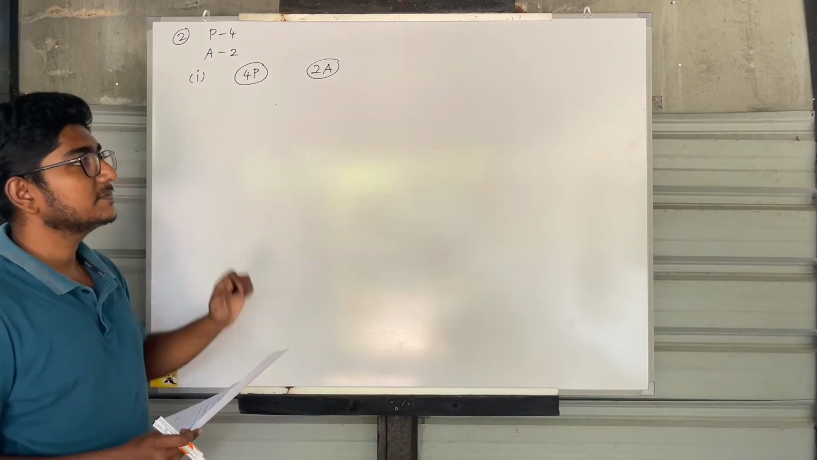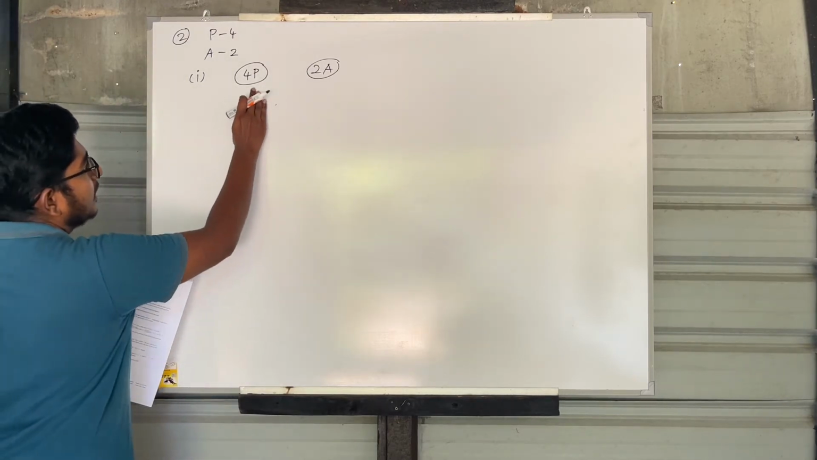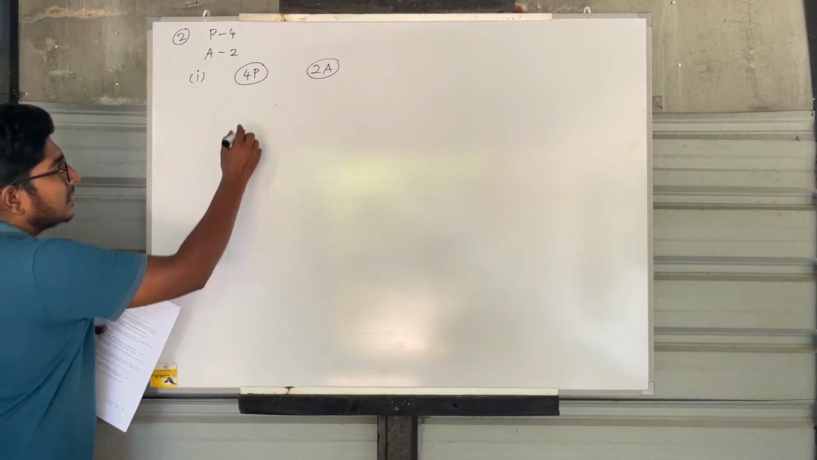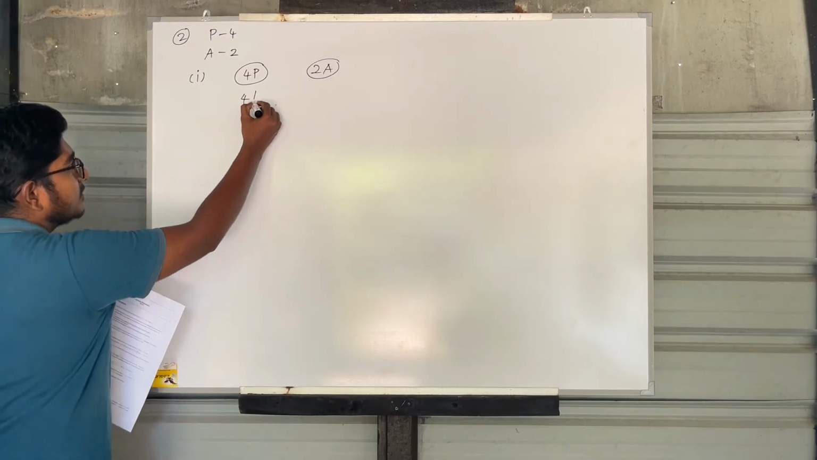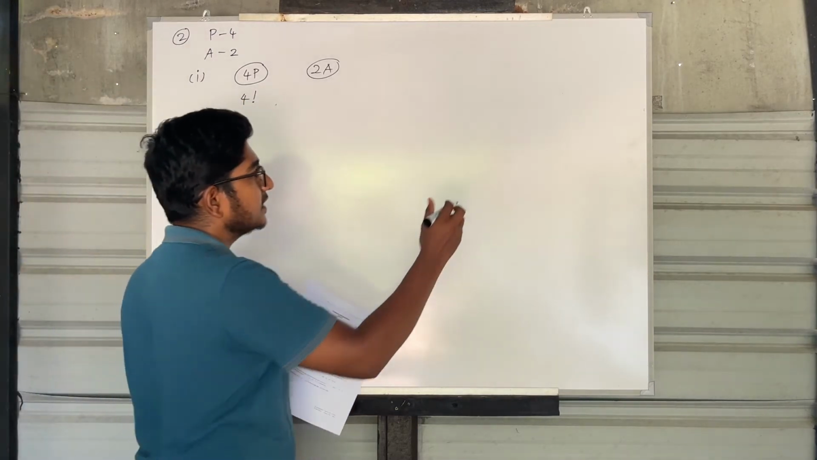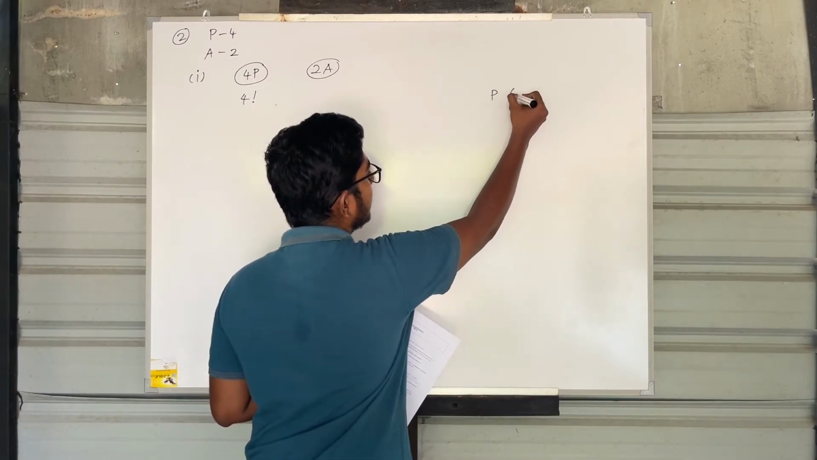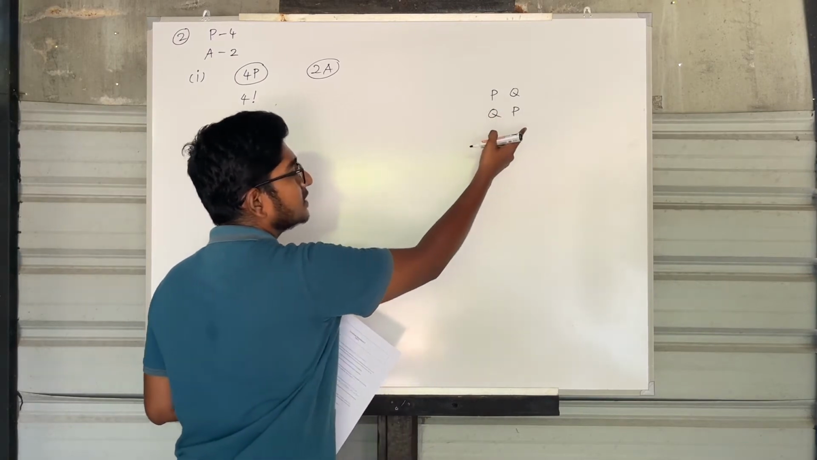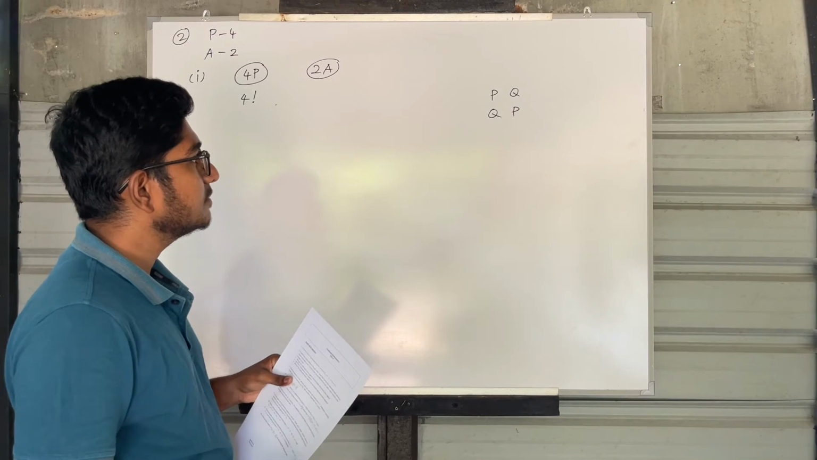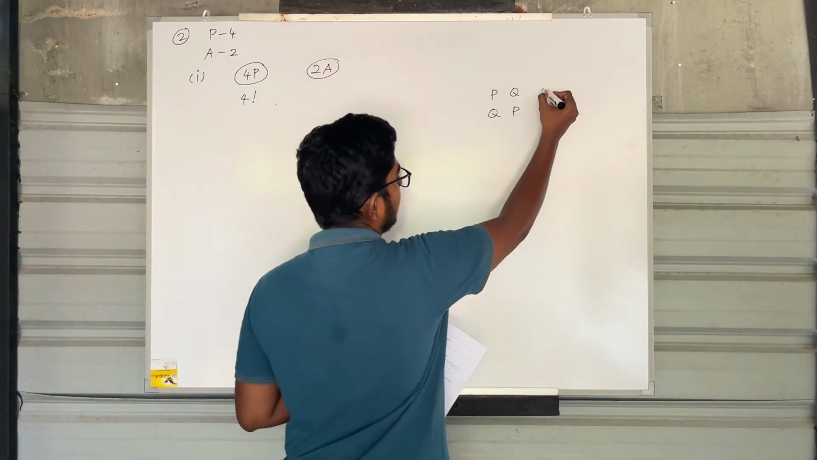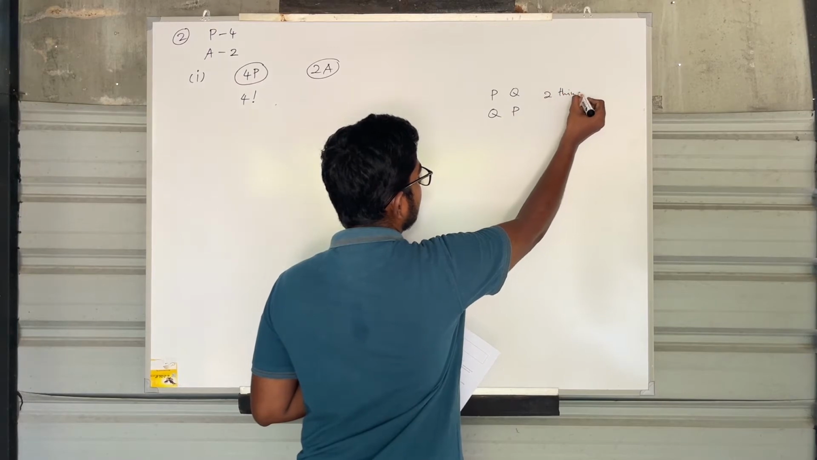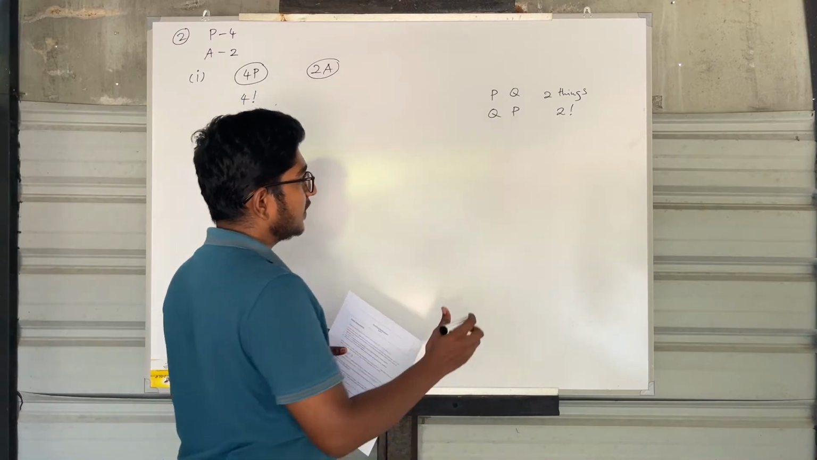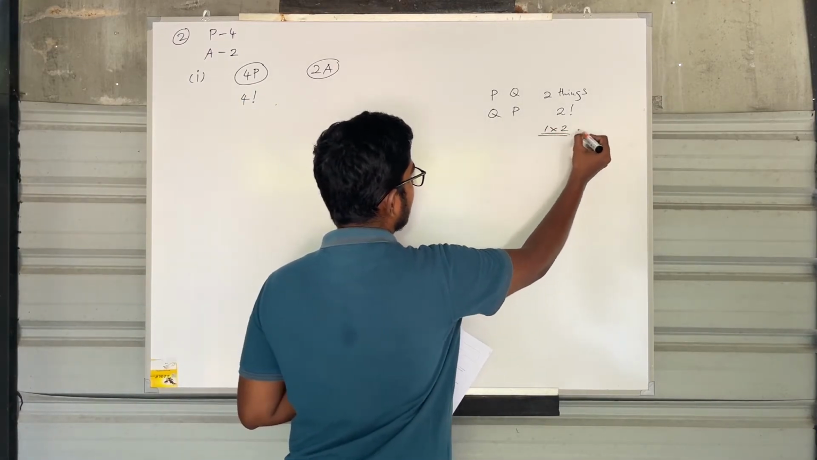Here both together. Then we can arrange 4 pure books in this number of ways. If we have two people, P and Q, the number of ways of arranging them is P first and Q second, or Q first and P second. So if we have 2 things, the number of ways of arrangement is 2 factorial. 2 factorial means 1 into 2, which is 2.